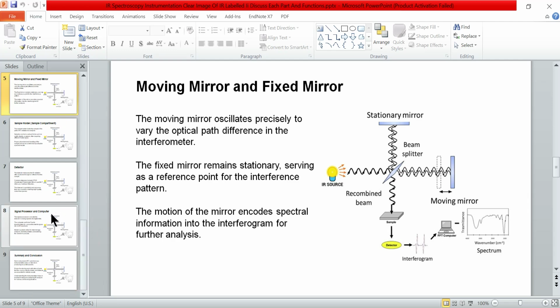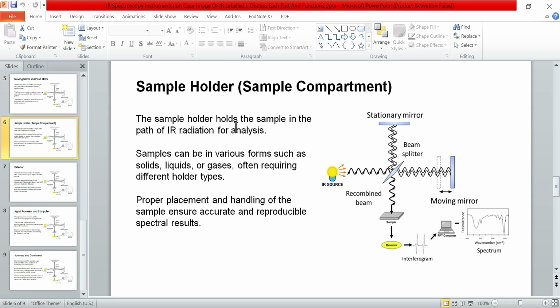After that, we will discuss the sample holder, which we can also call the sample compartment. The sample holder holds the sample in the path of IR radiation for analysis. Here we have a holder which can hold the sample in the path of IR radiation.